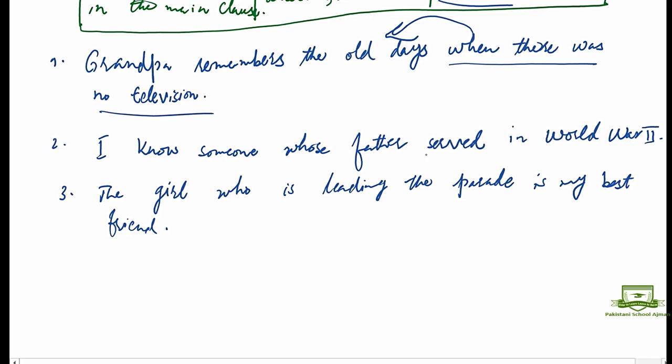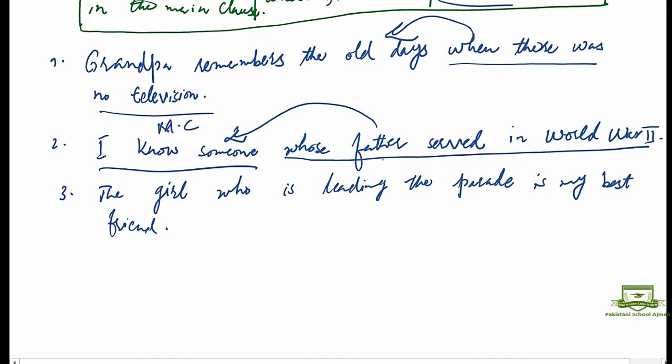I know someone whose father served in World War II. I know someone. So this is the main clause. I know someone and whose father served in World War II. This is the subordinate clause and this is an adjective clause because it is describing the indefinite pronoun someone.